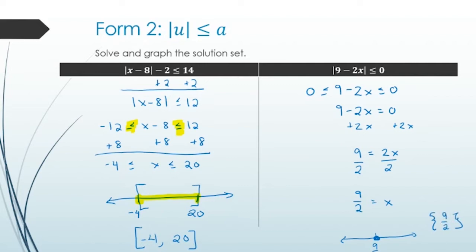Because the absolute value is not going to be less than 0, it can only be equal to 0. If it had been a less than without the equal to part and said less than 0, that would be another no solution because it can't be less than 0. But we can be equal to 0, so there is a solution here. It's just a single number.